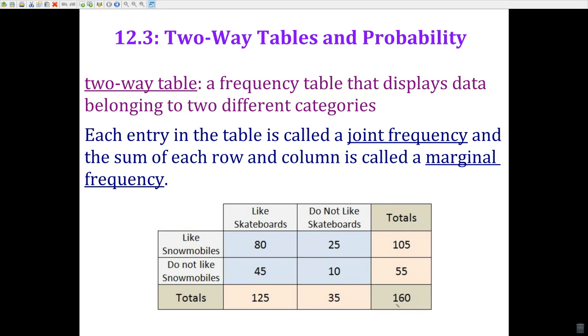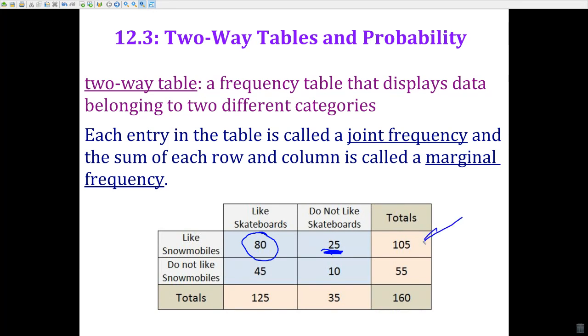So, a two-way table is a frequency table that displays data belonging to two different categories. In this situation, we have people that took a survey probably, and they told us if they like skateboards or don't like skateboards, and then they also asked if they like snowmobiles or not. And so this is the combination of people that like skateboards and snowmobiles, right? This would be the combination of people that like snowmobiles, but they don't really like skateboards.